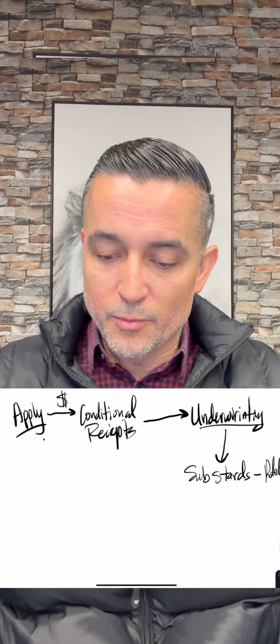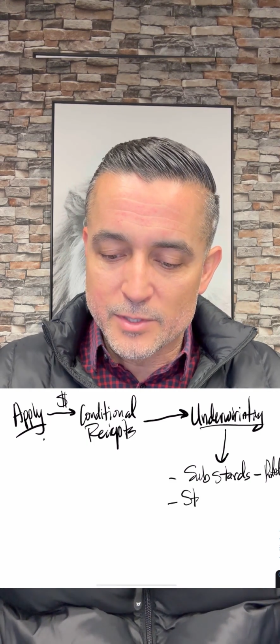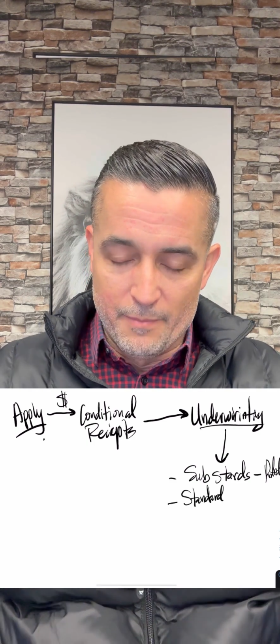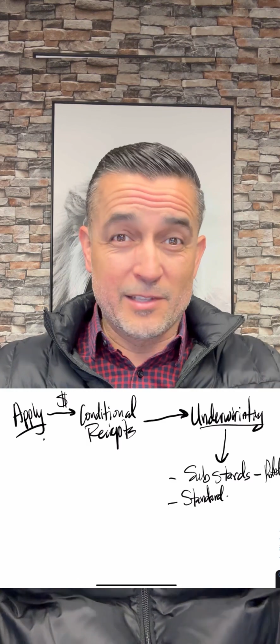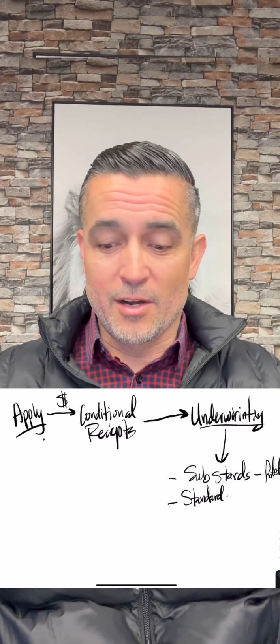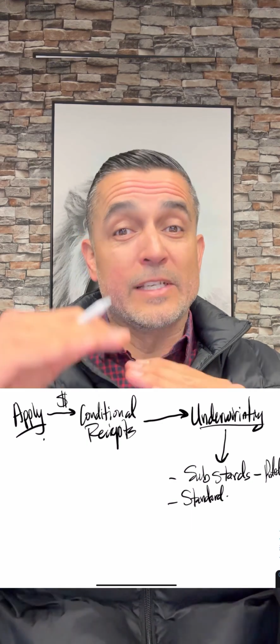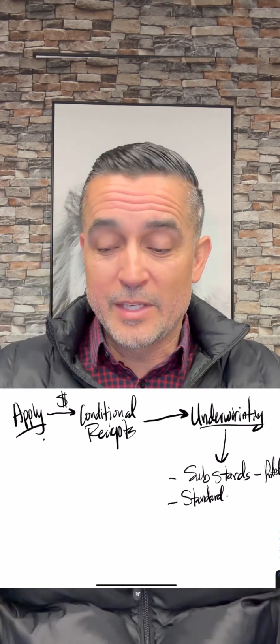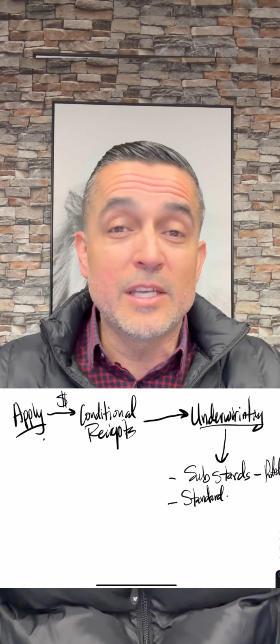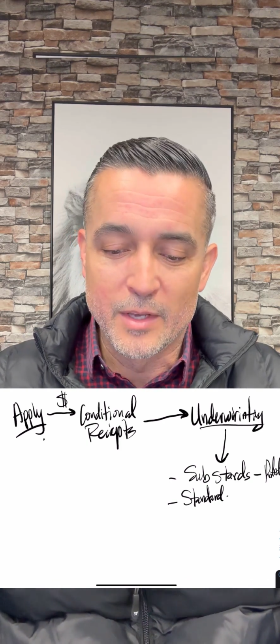The other one is called standard, right? Standard means that he's not really healthy, but he's not sick at all. He's just standard rates. If it's substandard, that means it's going to cost more because he's a little bit sick. Maybe he has diabetes, cholesterol, high blood pressure, right?